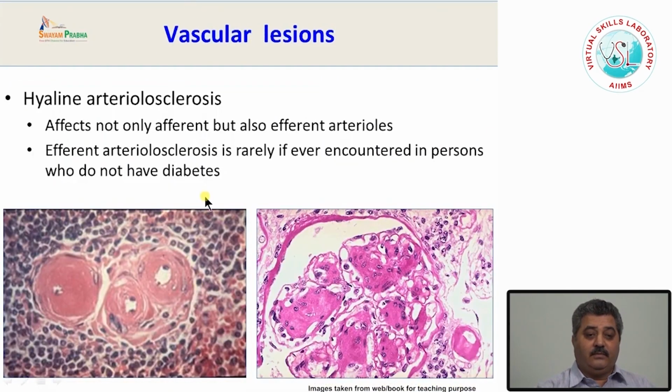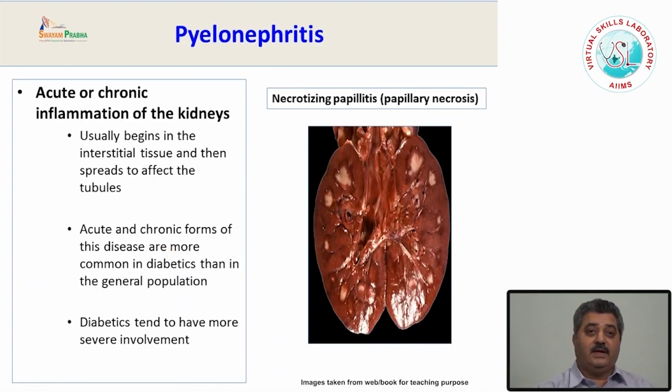Now, the very interesting point is that in diabetes mellitus, both afferent as well as efferent vessels at the hilum of the glomerulus are involved. They show thickening. This is as compared to other conditions where only the afferent vessels are involved, but not the efferent. And all these conditions have to be differentiated from the old age changes, from the hypertensive changes, and from amyloidosis.